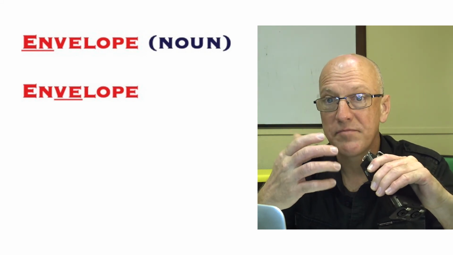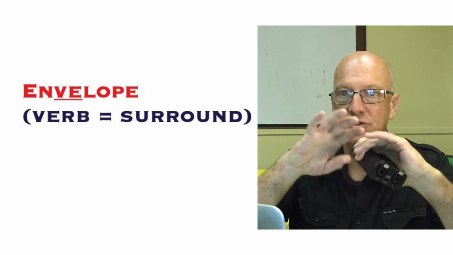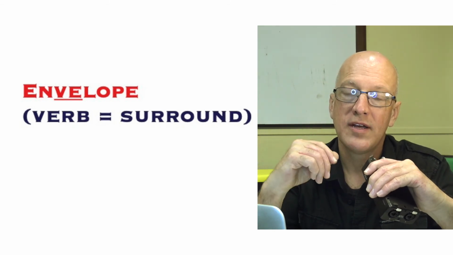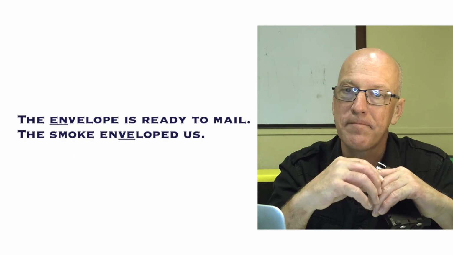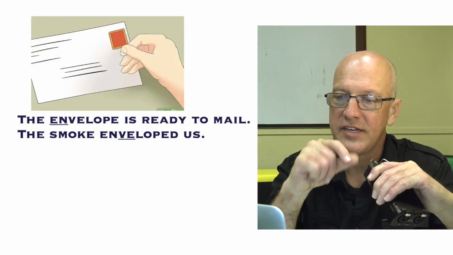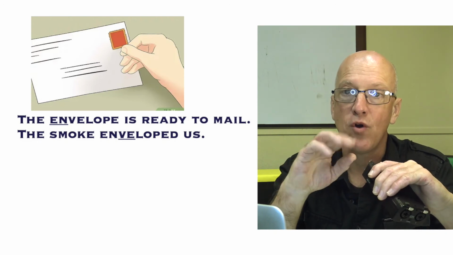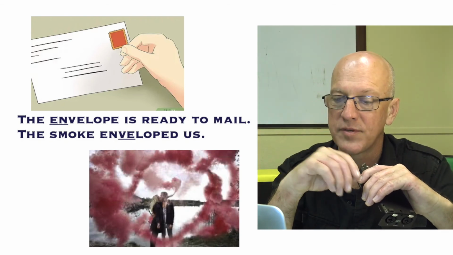Yes. Envelop doesn't have anything to do with office supplies. It means to surround. Like, for example, if there is smoke in the room, I might say, the smoke enveloped me. It was all around me. The smoke enveloped me. So you see why this is called an envelope, right? Because it covers a letter completely, right? So the envelope is ready to mail. The smoke enveloped us. Nouns on the first syllable, verbs on the second.